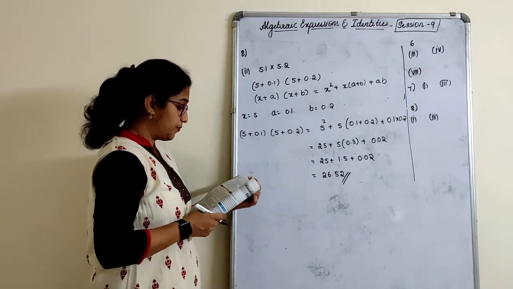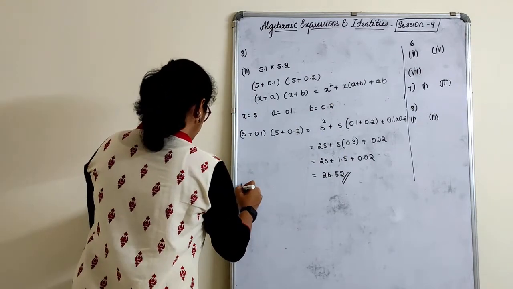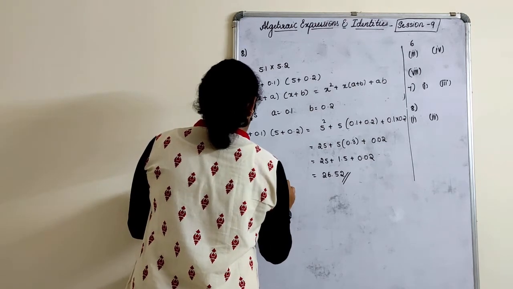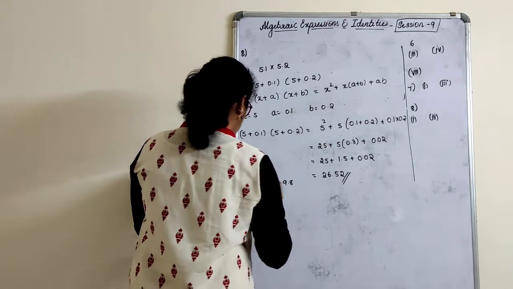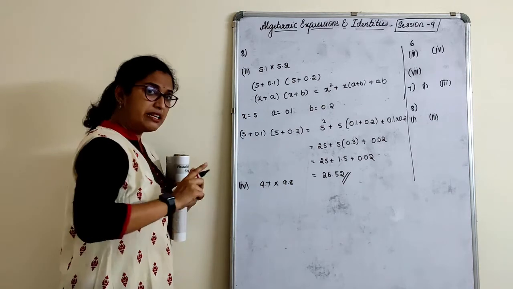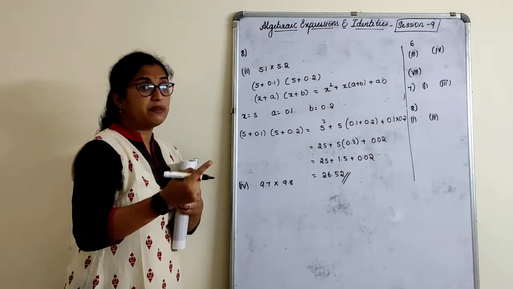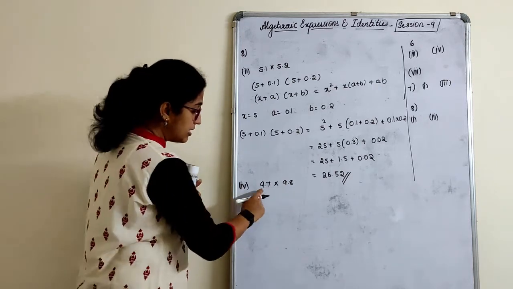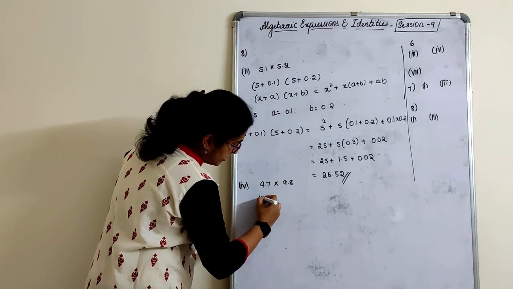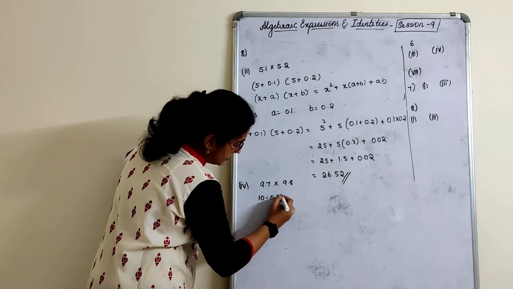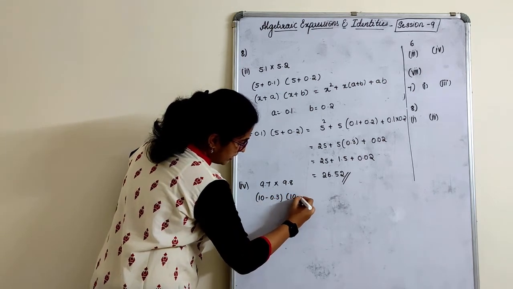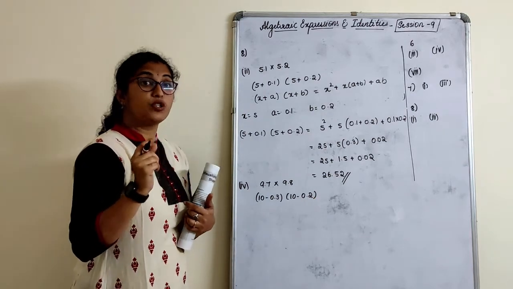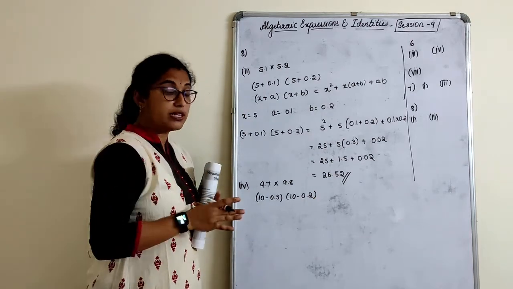is the answer. And the last one, 9.7 into 9.8. Now I can write this as 9 plus 0.7 and 9 plus 0.8. But that 9 will be there, right? It will be difficult for us. How do we write? Can I write 10 minus 0.3, 10 minus 0.2? It's always easy if you are expressing it in terms of 10. Both are correct, children. You will get both answers correct.